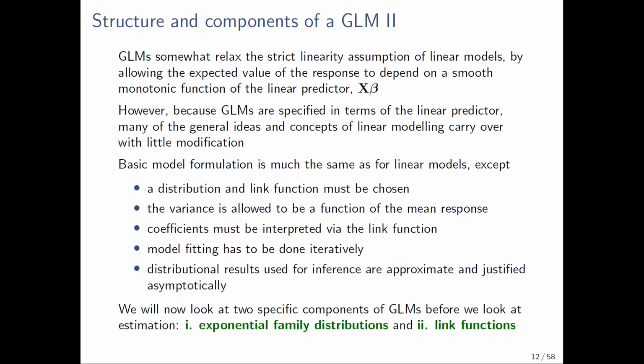Second, the variance is now allowed to be a function of the mean response. So the problem we talked about in lecture 6 is dealt with automatically. Third, coefficients must be interpreted via the link function. They can't be read in the simple linear model way, as the examples later will make clear. Fourth, model fitting has to be done iteratively. There's no closed form solution in general for GLMs. And fifth, the distributional results for inference are approximate. They're justified asymptotically rather than giving exact finite sample results.